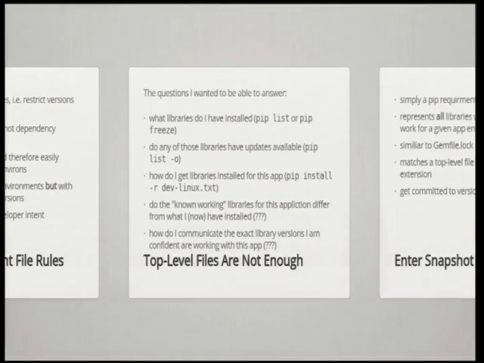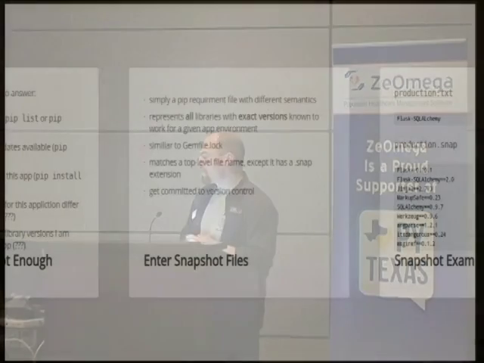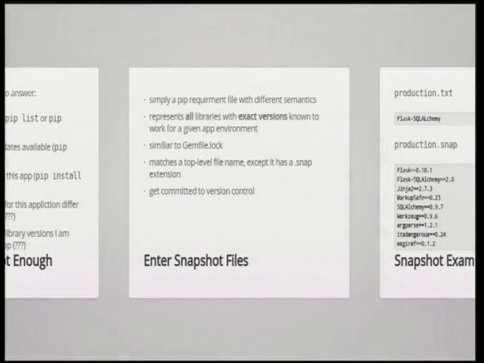The questions that I'm having problems with though is, do the known working libraries for this application differ from what I now have installed? And how do I communicate the exact library versions I am confident are working with this app? So in both of those situations, what we've talked about so far does not solve this problem. Enter snapshot files. Snapshot files are simply a pip requirements file that has different semantics. These files represent all libraries with exact version numbers known to work for a given app environment. If anybody does Ruby, this idea is very similar to the Gemfile.lock.